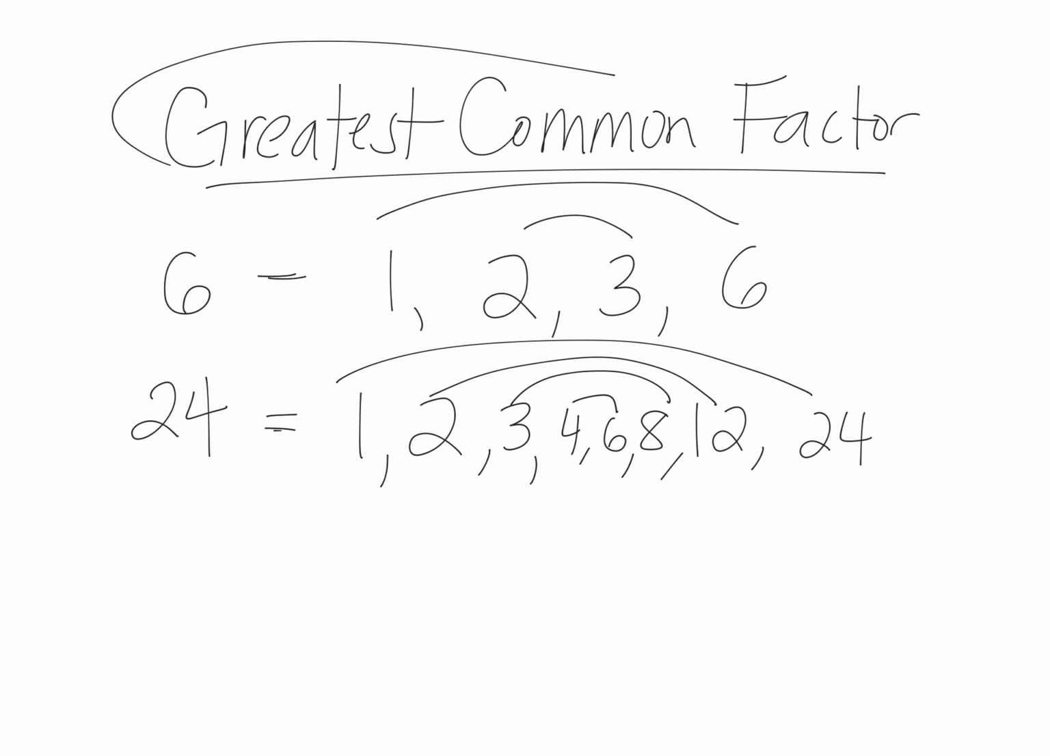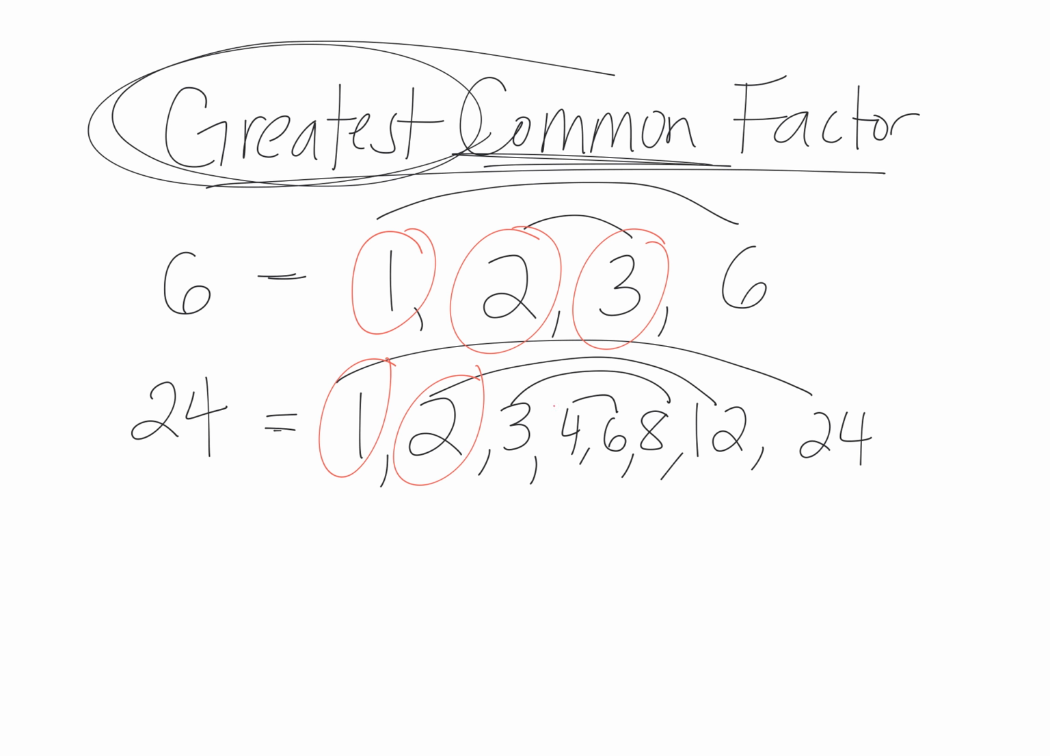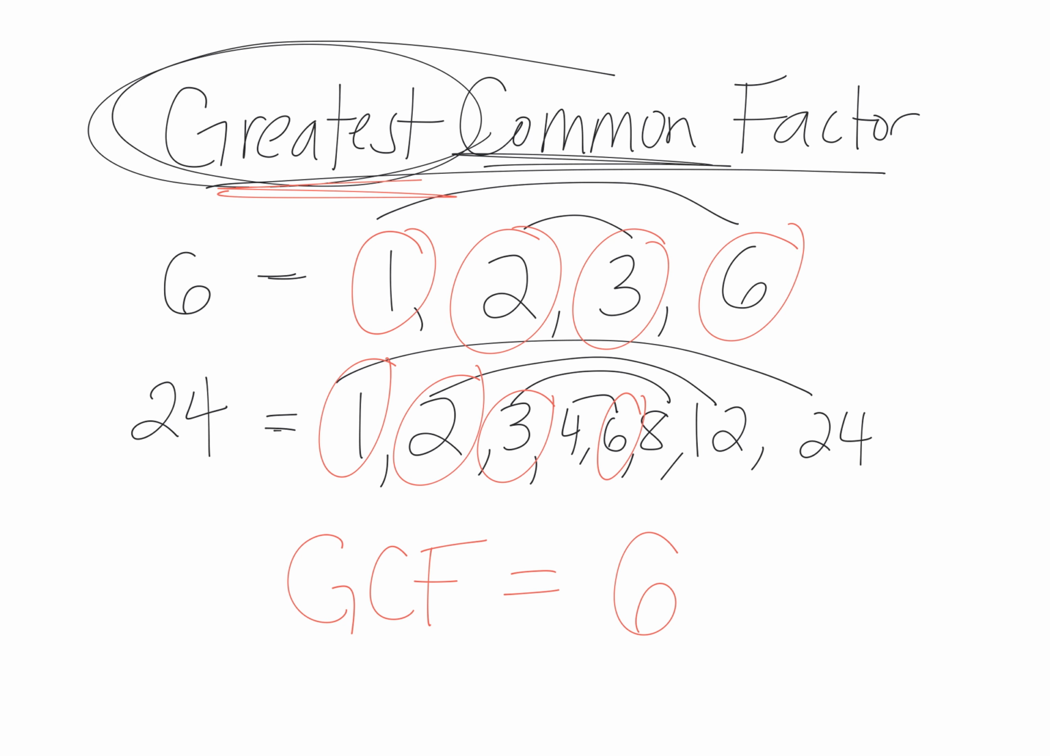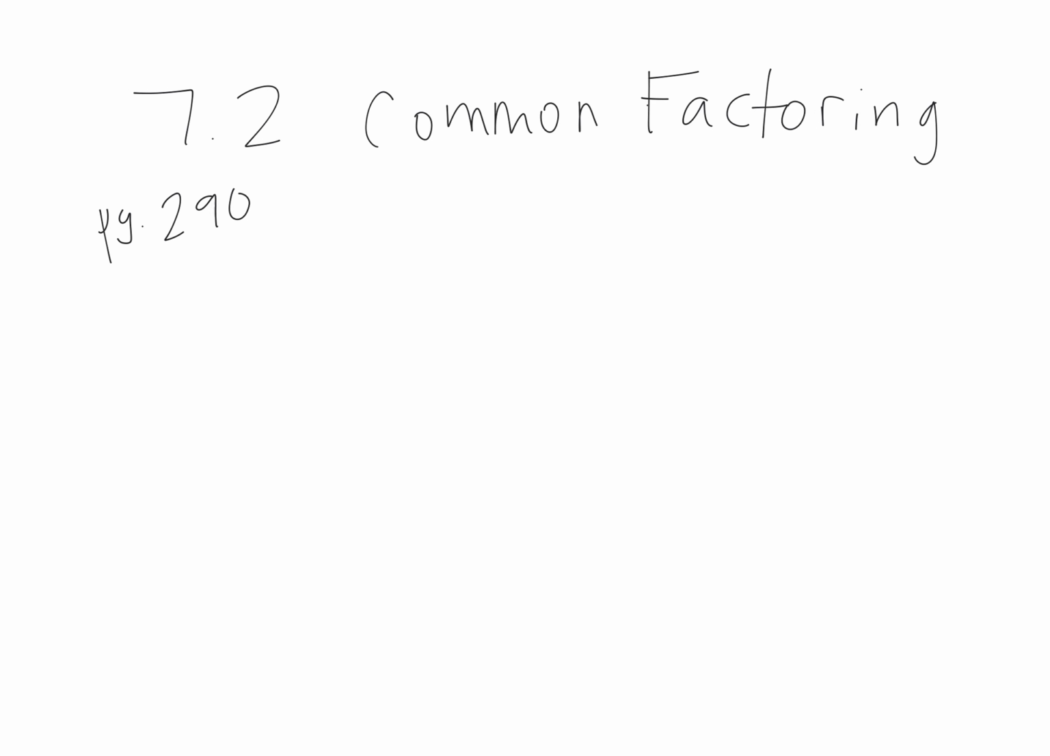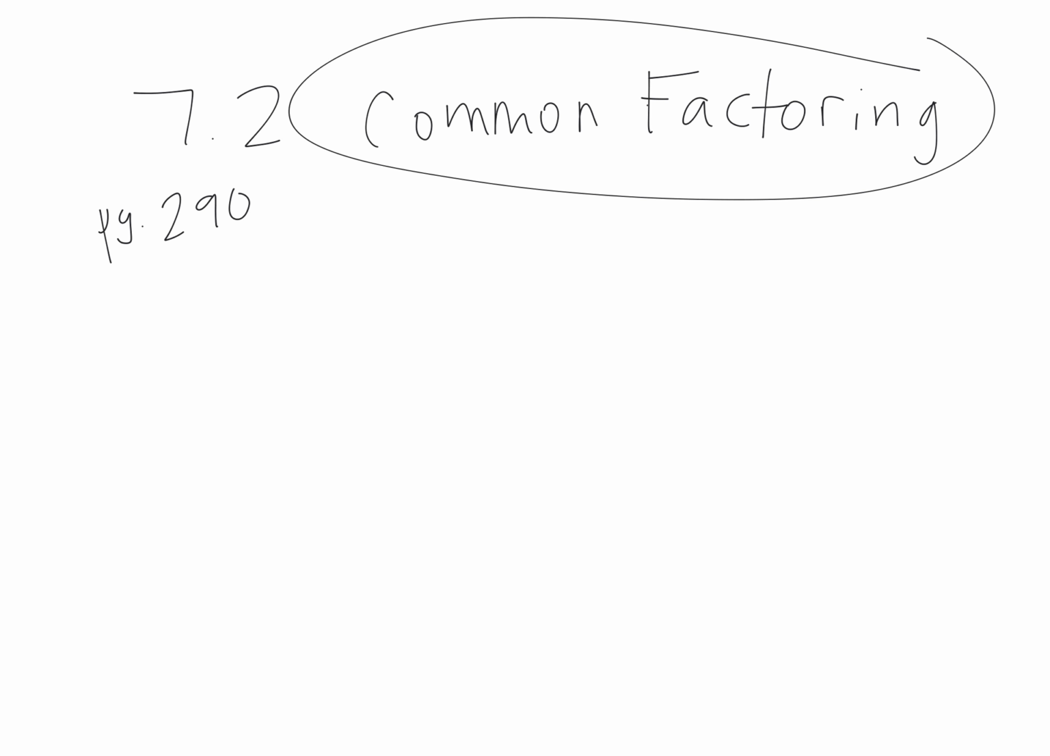But what we're trying to figure out is the greatest common factor. Which factors do they have in common? They have 1 in common. They have 2, 3, not 4, there's no 5, and 6. Which one is the greatest common factor? So the greatest common factor equals 6. Okay, so that's how you find the greatest common factor, which is what you need to do today to factor an expression.